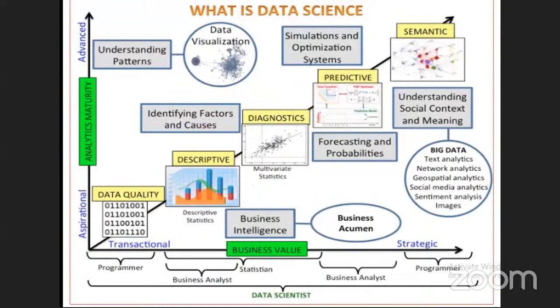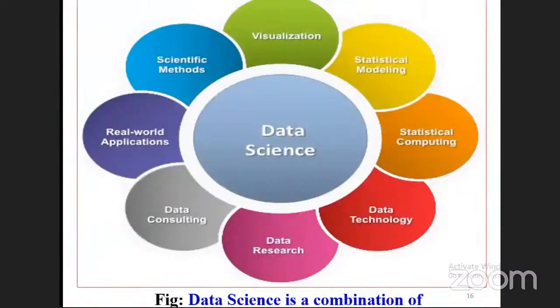If you take data science as a KDD process, as a programmer, we start with quality data. How are we getting quality data? Before quality data, we do pre-processing, eliminating redundant data, noisy data, dirty data, inconsistent data, etc. Then the data becomes quality data. Then descriptive data, diagnostic data, predictive data, and semantic data. And finally, we get knowledgeable data. That is called the KDD process. Data science is a combination of visualization, statistical modeling, statistical computing, data technology, data research, data consulting, real-world applications, and scientific methods.